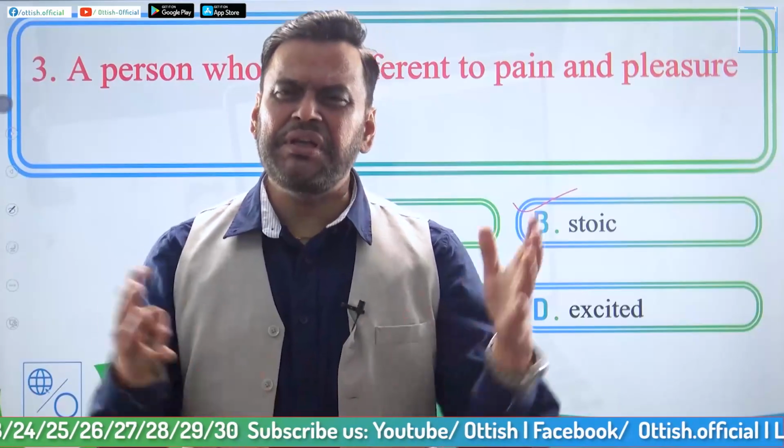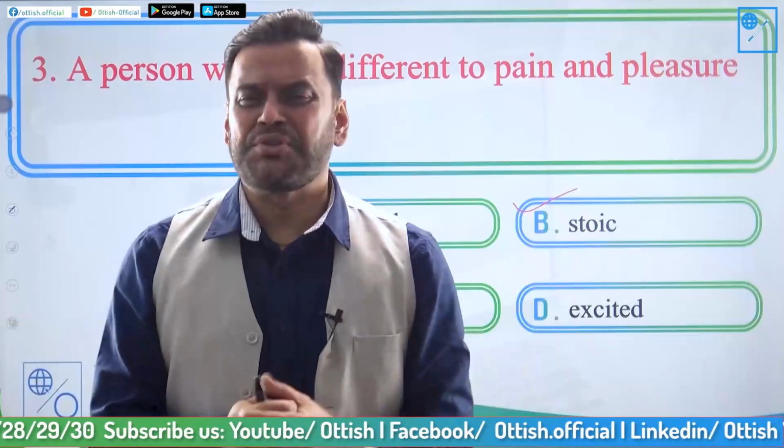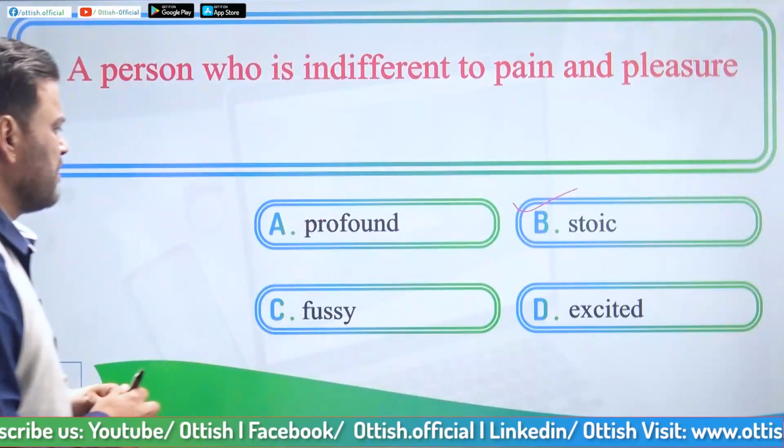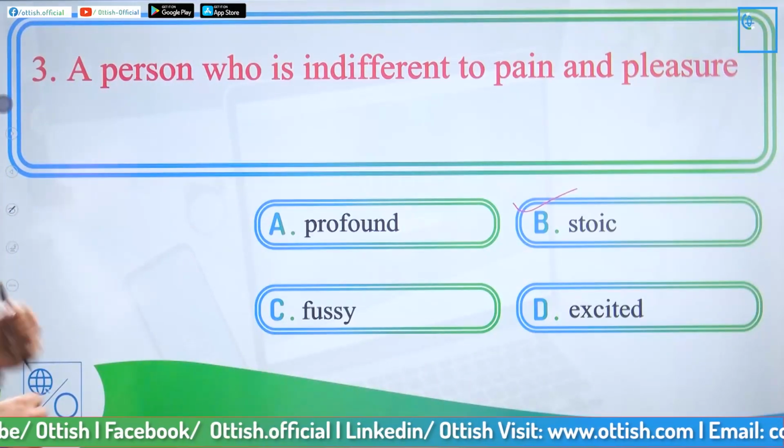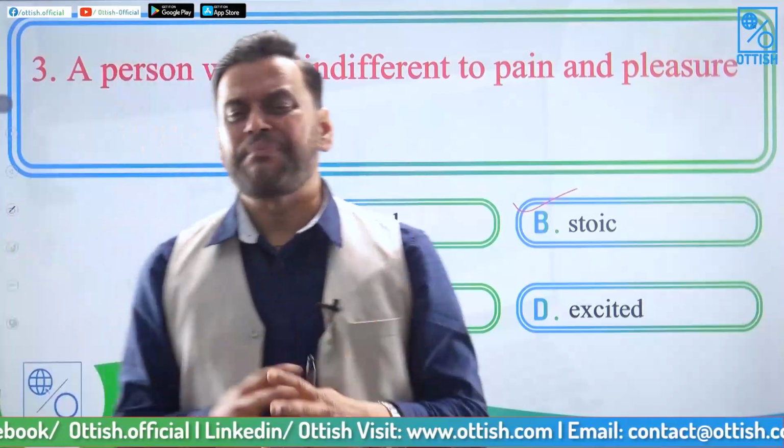So he accepts all sorts of situations. So that is what a stoic is. Now, profound. What do you mean by profound? A philosophic type of person is what?